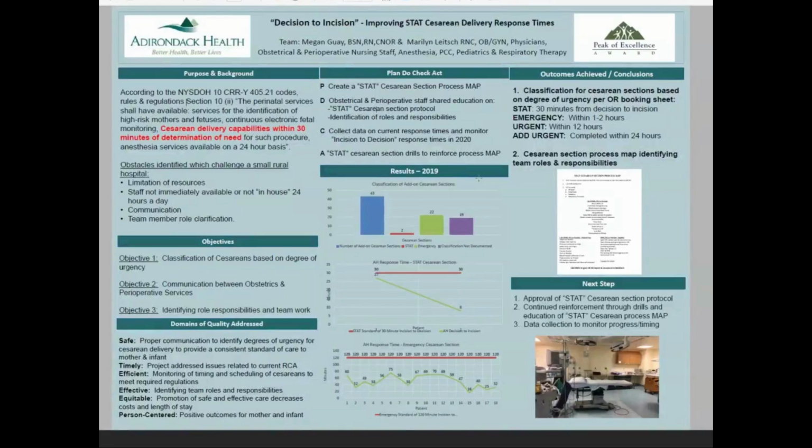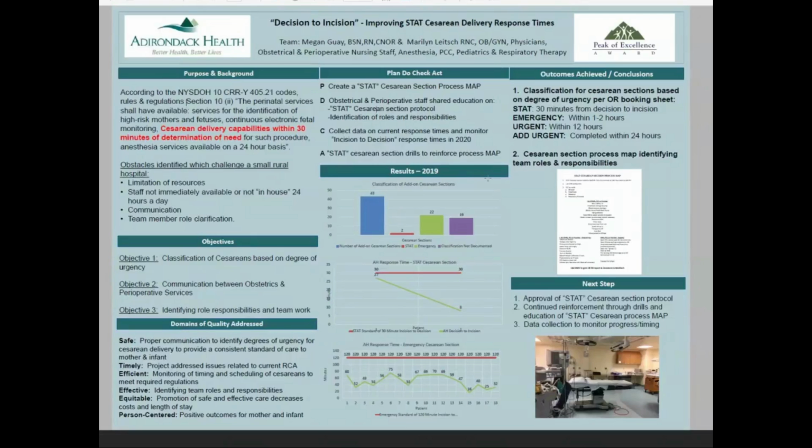So the storyboard, Decision to Incision, essentially came about due to an RA that occurred. We had a STAT C-section that was determined to have a slower response time than what was determined to be necessary for the hospital, for the patient, and also for New York State.